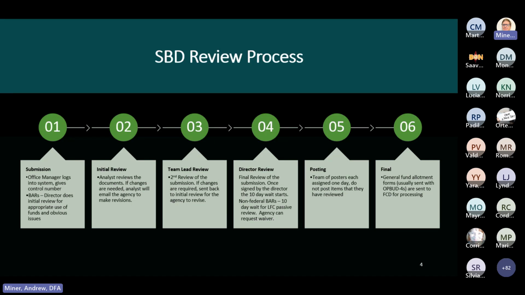Okay. So then last, if there was a general fund allotment form, which is usually accompanying OPUD 4 forms for general fund non-recurring appropriations, after we post those, the allotment forms are sent over to Financial Control Division for processing because they're the ones who actually keep control of the cash and send it to you after the budget has been posted. So that's what the review process looks like.